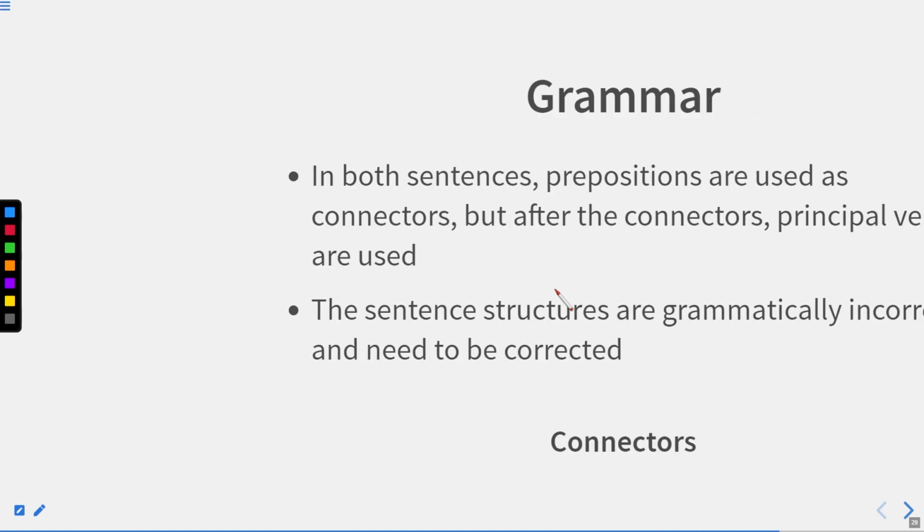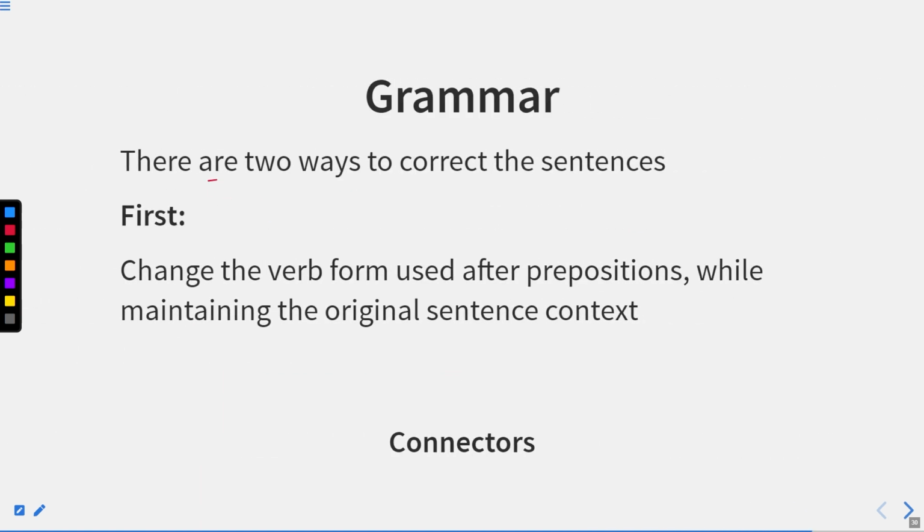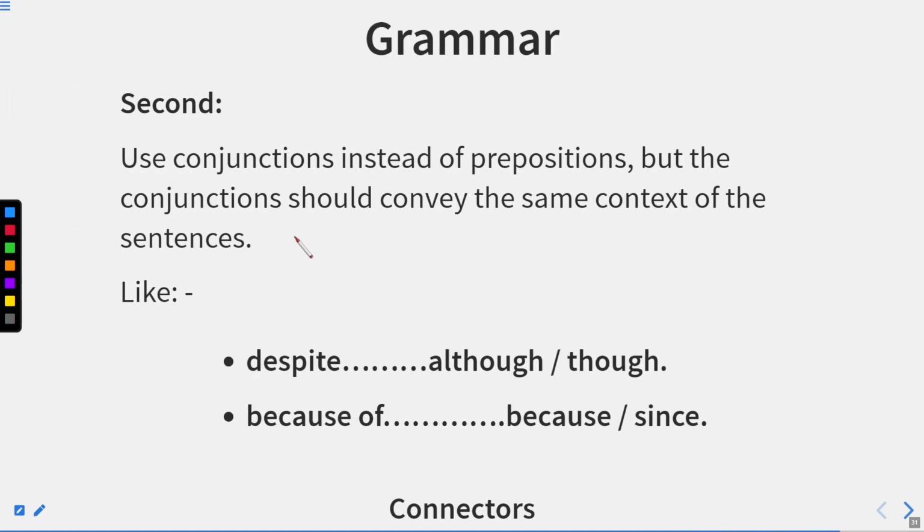So the correct sentence will be, in both the sentences, prepositions are used as connectors, but after the connectors, principal verbs are used. The sentence structures are grammatically incorrect and need to be corrected. How? There are two ways to correct these sentences. First one is to change the verb form used after prepositions while maintaining the original sentence context. And second is, in place of despite, we can either have although or though. Instead of because of, we can have because or since.